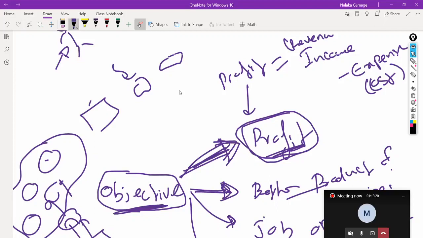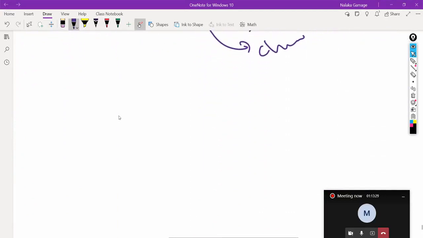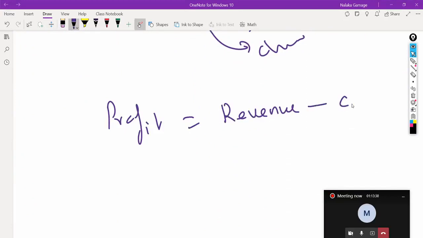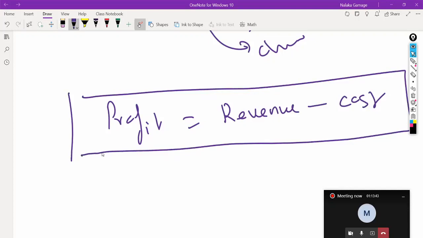So profit is income minus expense. Then how do we increase profit? We are gradually moving to business now. Profit is revenue minus cost. That is what the investors are really eyeing, because remember, investors are really interested in profit. For the investment, what they get as a return is profit. If the company is not making profit, they are not going to get any benefit for their investment.